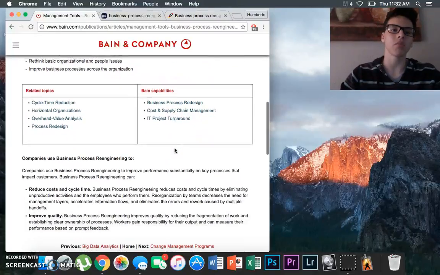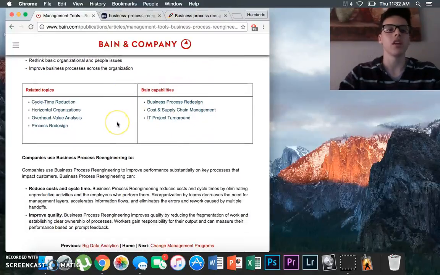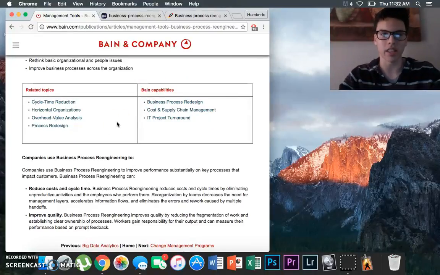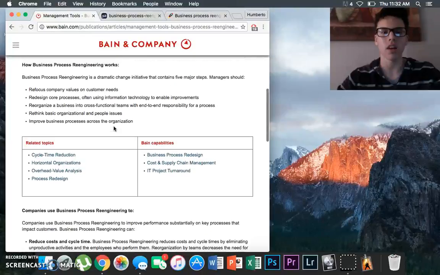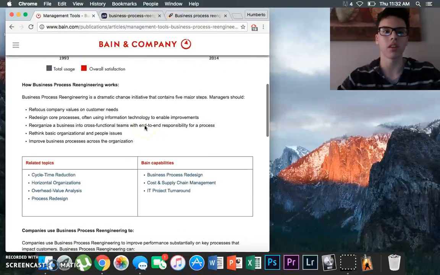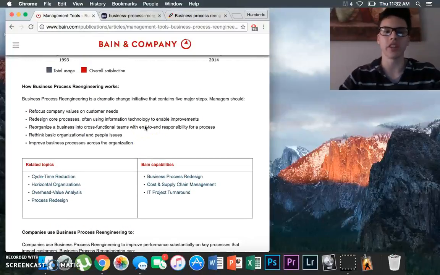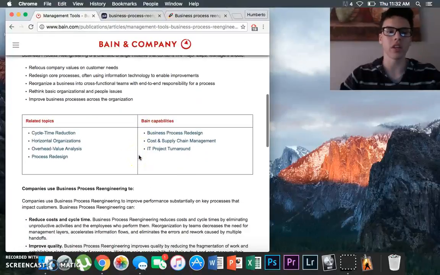We also see a couple of other things down below it, a couple of related topics and Bain capabilities. It states business process redesign, cost and supply chain management, IT project turnaround. So it's a couple of things that have to do with business process reengineering and are related to it.